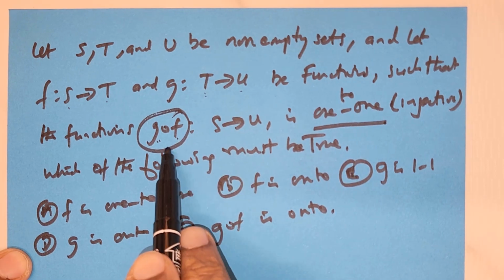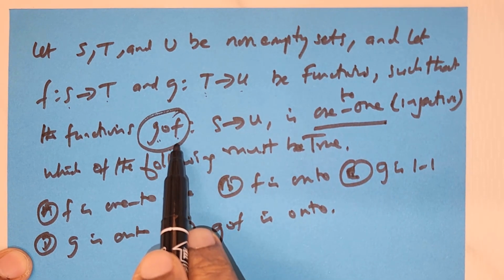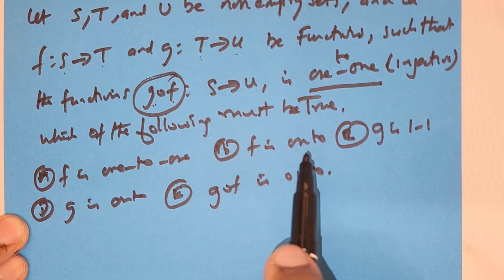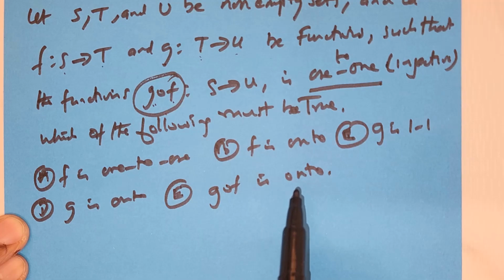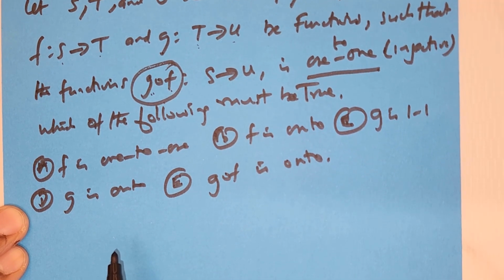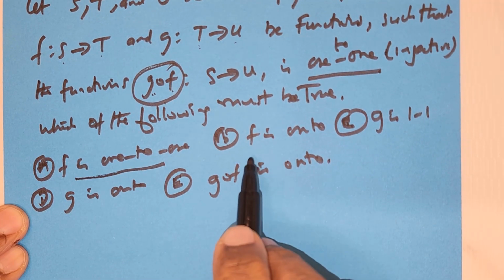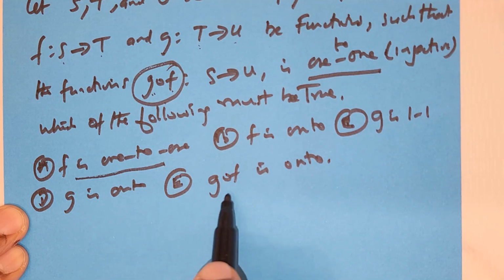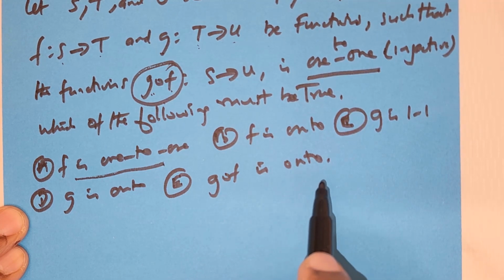Now, given that the composition of these two functions is producing a one-to-one mapping, we have to make the best choice here. So what is the best choice? Is F 1-to-1? Is F onto? Is G 1-to-1? Or is G onto? And the final choice is G of F is onto.